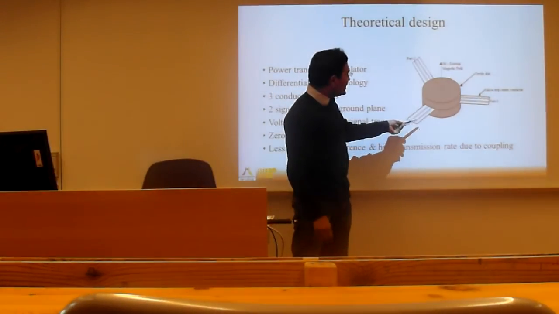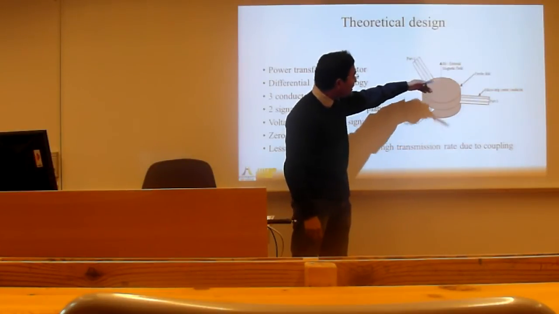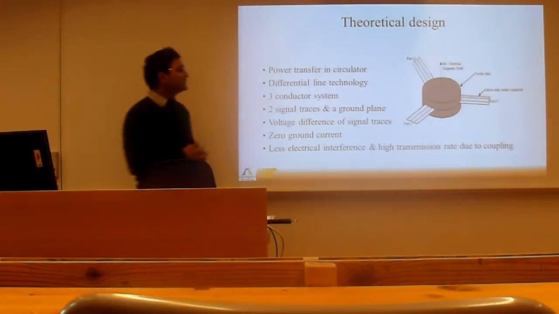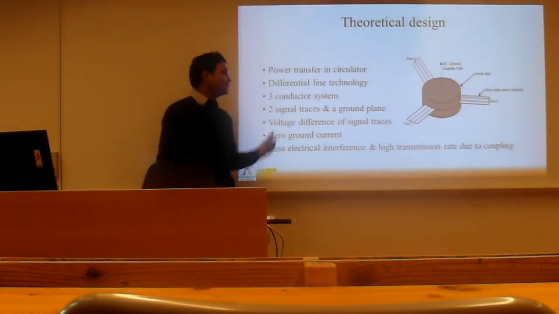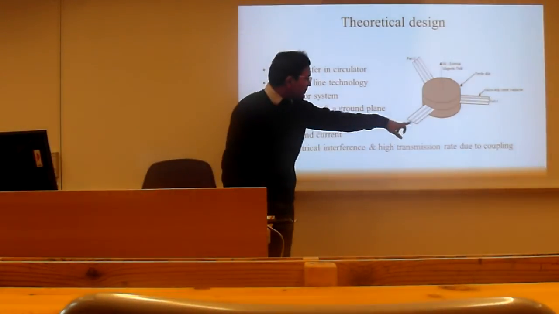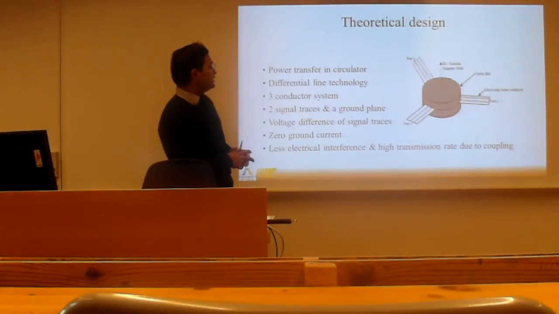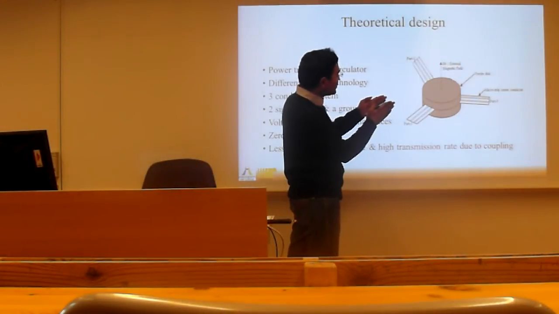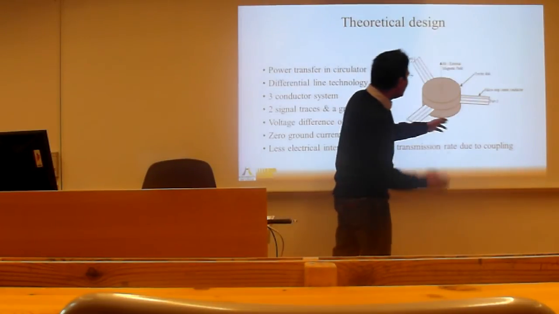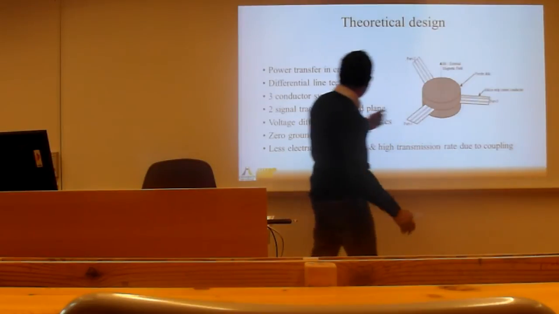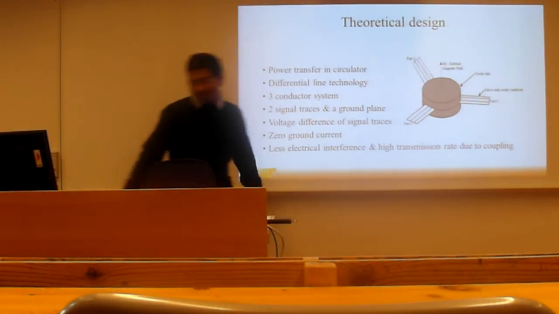The current between these two lines is very high, and at the receiver end, they will be coupled and add to each other. When you compare this to the ground current, it is very high, so the ground current is assumed to be zero. These two lines are arranged very close to each other when designing, and they produce coupling at the end of the receiver. Due to that, we can achieve less electrical interference and a high transmission rate.